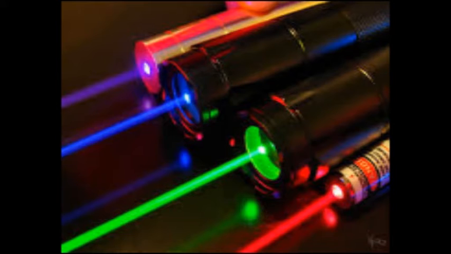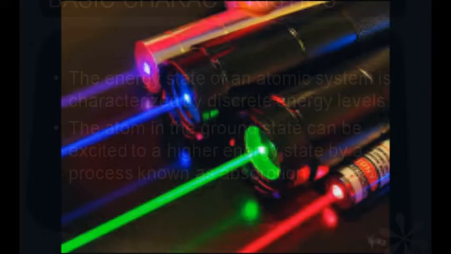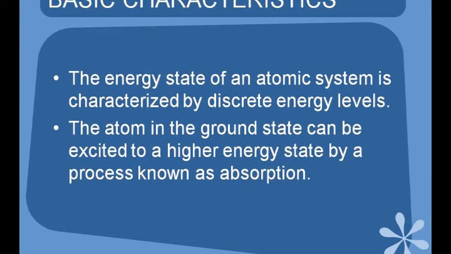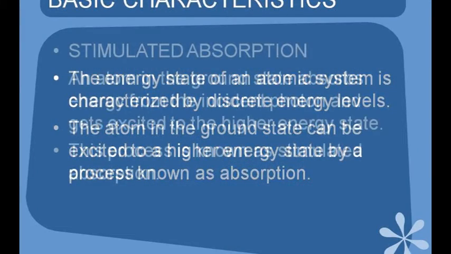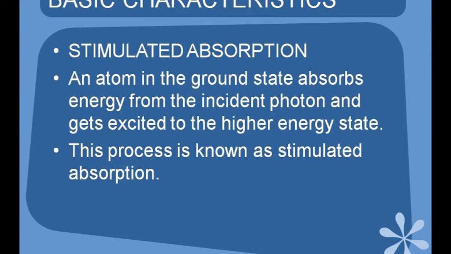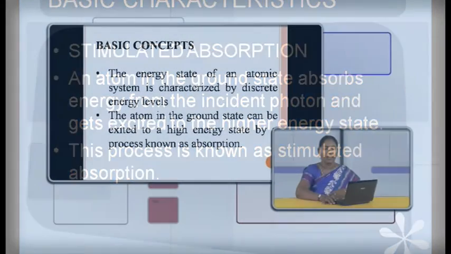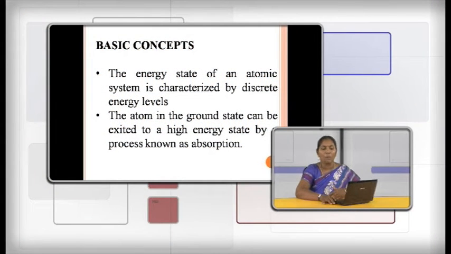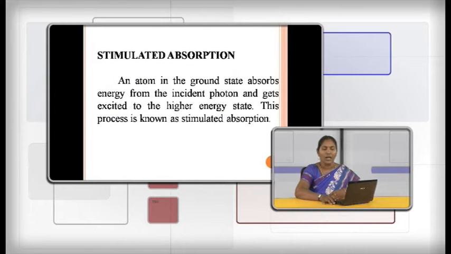highly directional in nature. Some of the basic characteristics of laser beam: the energy state of an atomic system is characterized by discrete energy levels. Some of the basic characteristics are stimulated absorption, spontaneous emission, and stimulated emission. The atom in the ground state can be excited to a higher energy state by a process known as stimulated absorption. The atom in the ground state absorbs energy from the incident photon and gets excited to the higher energy state. This process is known as stimulated absorption.